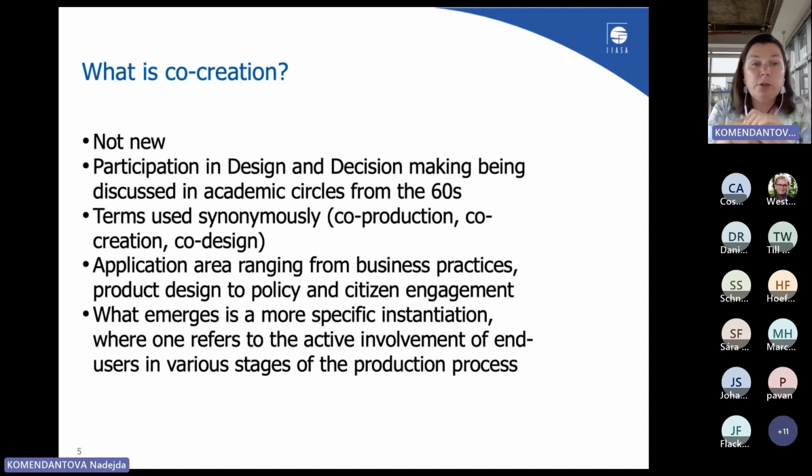So just to say a couple of words about the history, co-creation is not a new terminology. It was developed already starting from the 60s of the last century, or maybe even earlier. And from that time, the terminology was used synonymously for co-production, for co-creation, and for co-design. And fortunately, now we could see divergences of this terminology and its use in different areas of application. So the first applications were in business practices, in product design, but then afterwards it also expanded to policy and to so-called citizen engagement. And I would like to touch upon this topic about citizen participation, citizen engagement, also a little bit during my presentation.